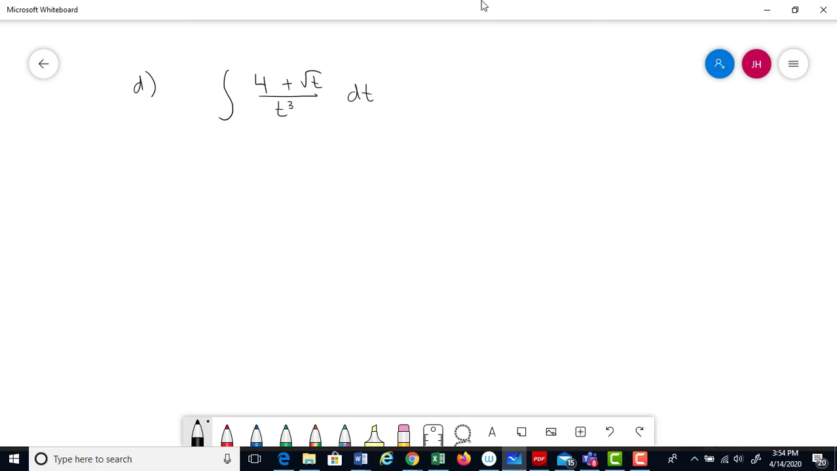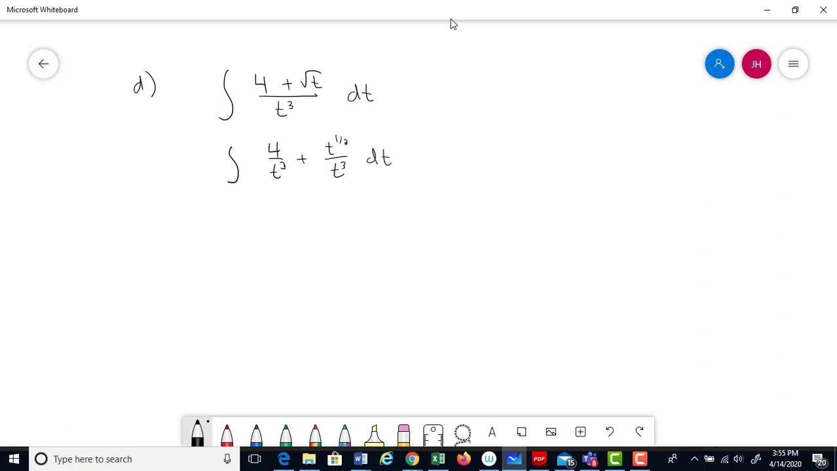All right. So same exact idea as with the other products. There's no nice product rule for integrals. Same thing with quotients. There's no quotient rule for integrals. So what we're going to do is divide first and integrate second. So let's do our division. Well, this is going to be 4 over t cubed plus t to the 1/2 all over t cubed dt.